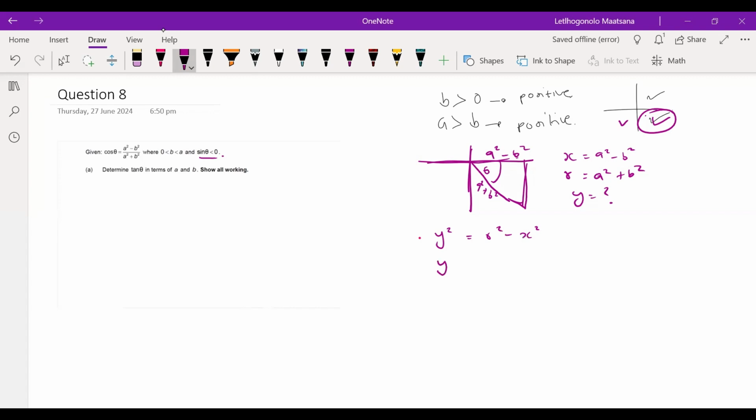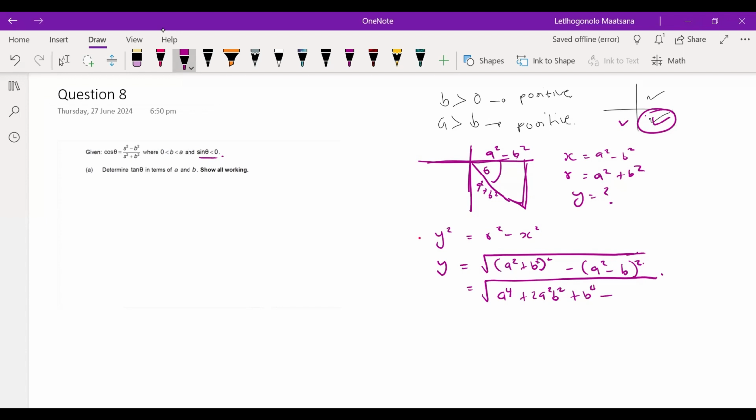So our y would be equal to the square root of r, which is a squared plus b squared, all squared, minus a squared minus b squared, all squared. We square the first number, so that's a to the power of 4. We multiply these two together and multiply them by 2, so 2a squared b squared, and we square the last one, which is b squared, or b to the power of 4.